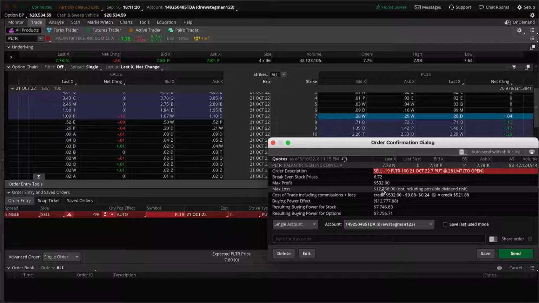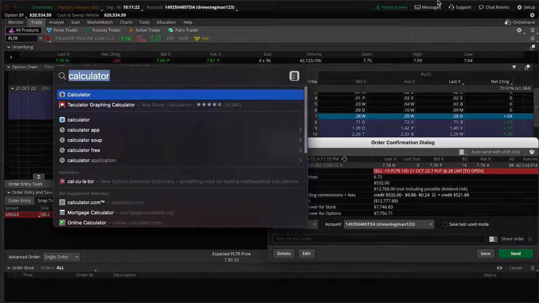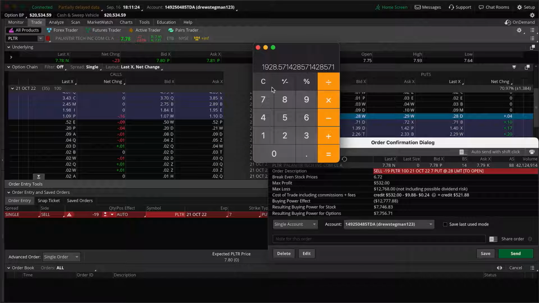Our max loss, as you'll see once again, you have the $12,768 in total capital, right? Or that's the total max loss. I'm sorry. So $13,500 in total capital. And then we subtract the premium, which is $532, and we come up with $12,968. And I think I did that wrong, and I definitely did, because what I didn't factor in, let's see here.